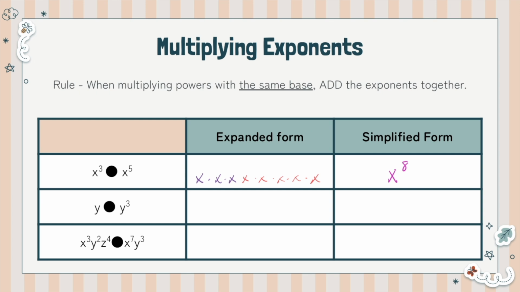Same thing with our y's there. We've got 1 y for the first one times y to the third. So again, we're going to have 3 y's, so times 1, 2, and 3. So how many y's do we have all together? We're just going to add them up, and that's going to be y to the fourth.